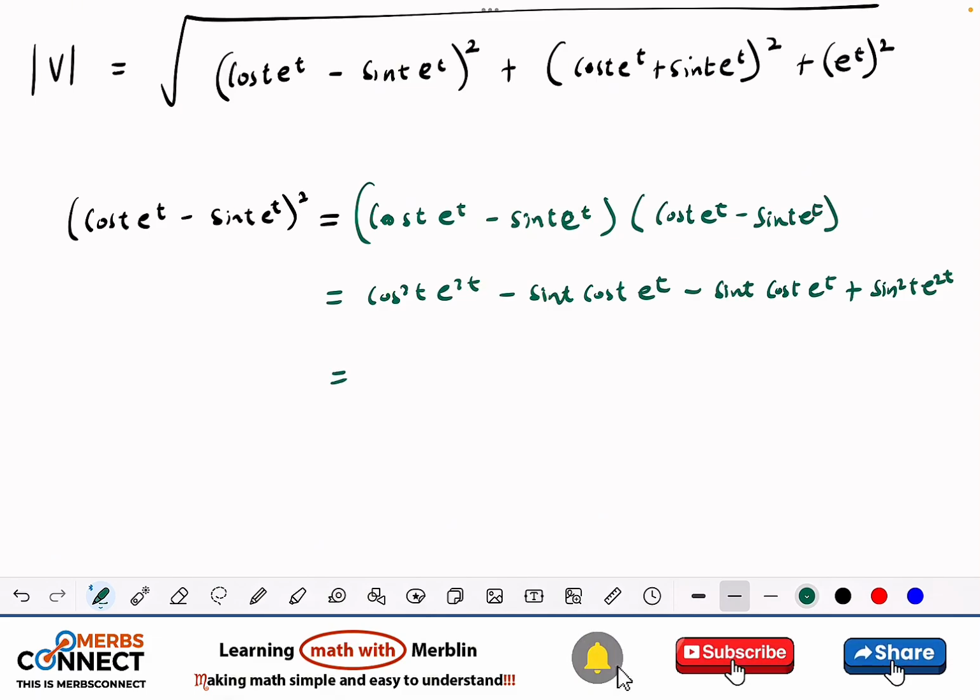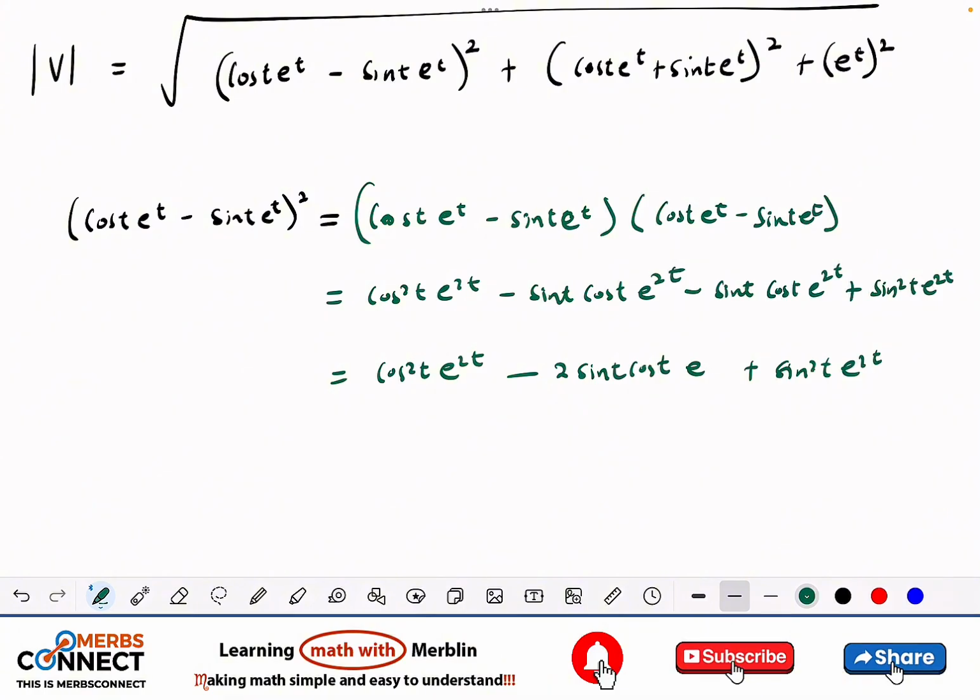And then when I simplify this, I'm going to have cos² t e^(2t) minus this term, and this term is the same, so I'm going to have 2 sin t cos t e^(2t) plus sin² t e^(2t). So anytime we are finding the magnitude, you see that when we square it, we have this and that. This one's supposed to be 2t, this one's supposed to be 2t, so this will be 2t.